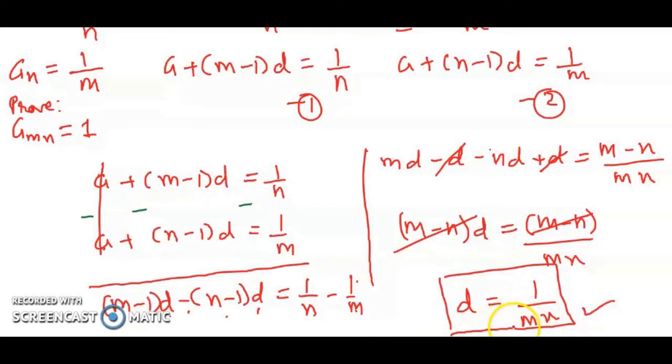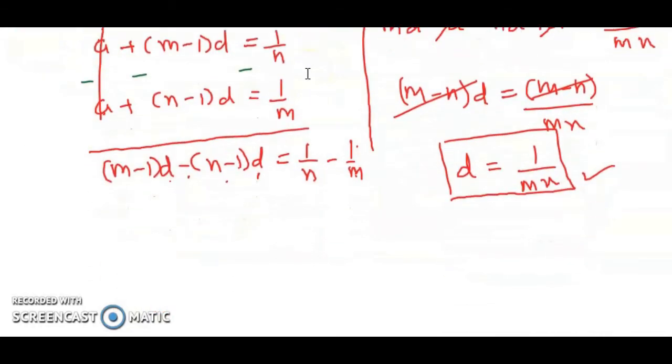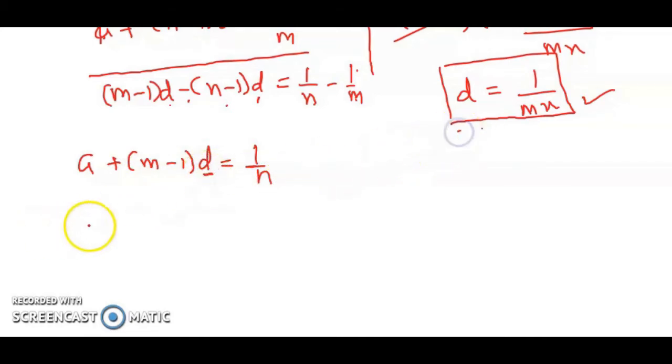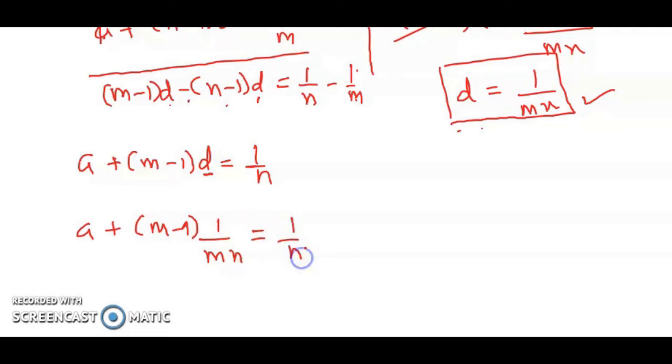Now if you put this value in any of these equations, either in equation 1 or in equation 2, and find out the value of a. So let's put this value of d in equation number 1. So equation 1 is a plus m minus 1 d equal to 1 upon n. Now here in place of d we will put this value, so we will get a plus m minus 1. In place of d we will put 1 upon mn is equal to 1 upon n.